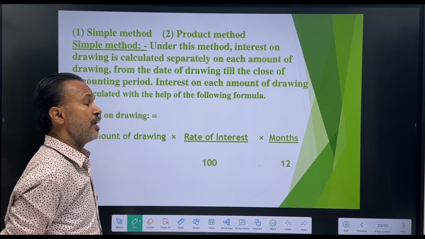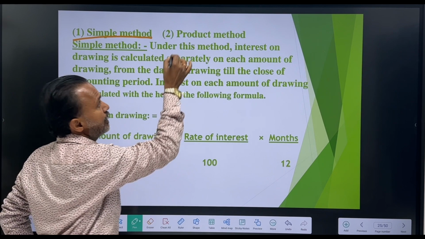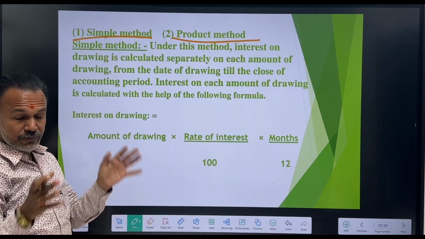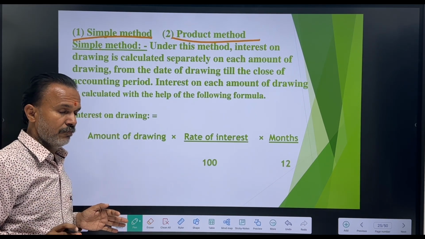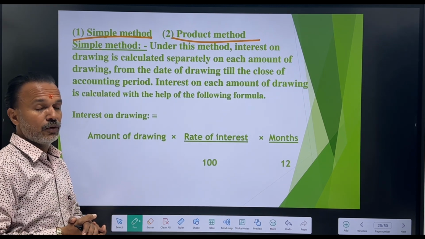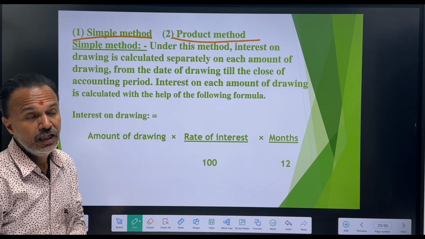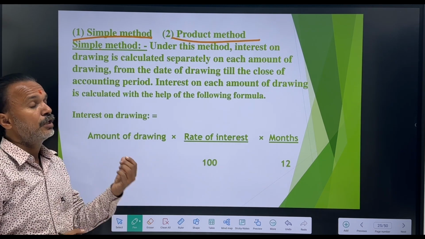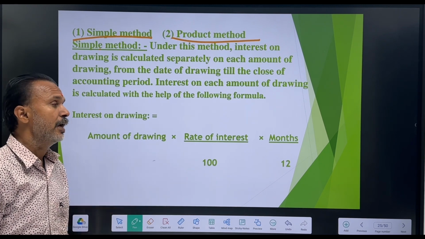See, methods of charging interest on drawing. There are two methods for charging interest on drawing. First is the simple method and second is the product method. In the simple method, we calculate interest on each amount of drawing separately. This is a lengthy process, so generally we do not use the simple method. The formula is: interest on drawing equals amount of drawings × rate of interest/100 × period/12.